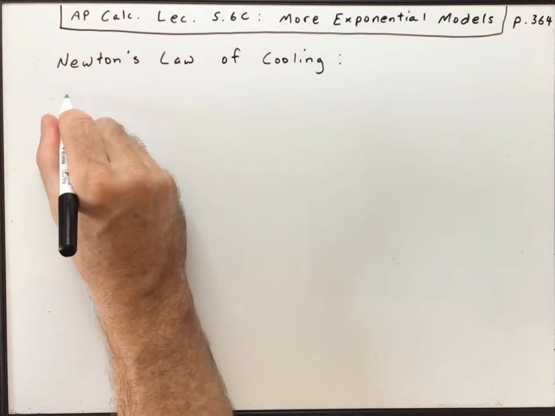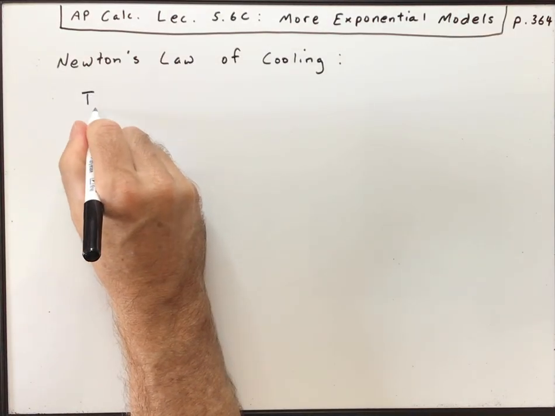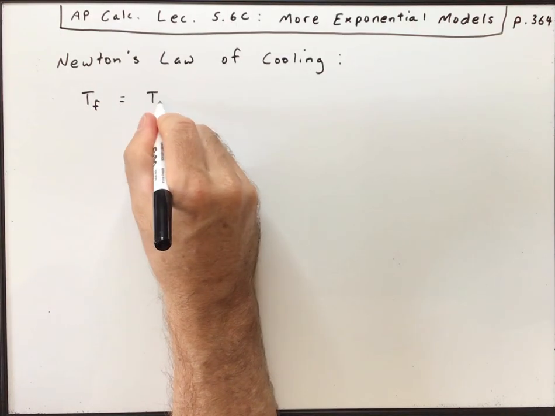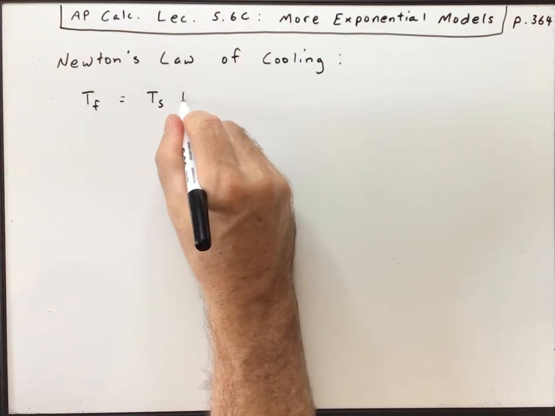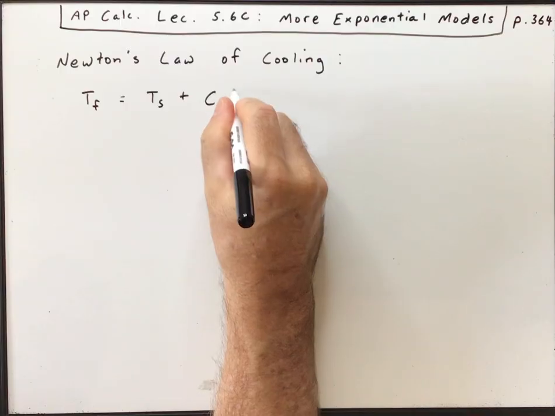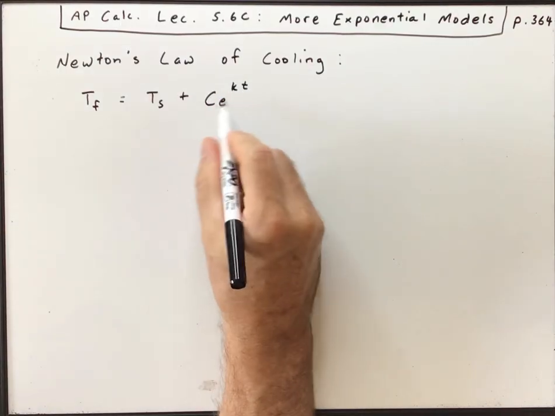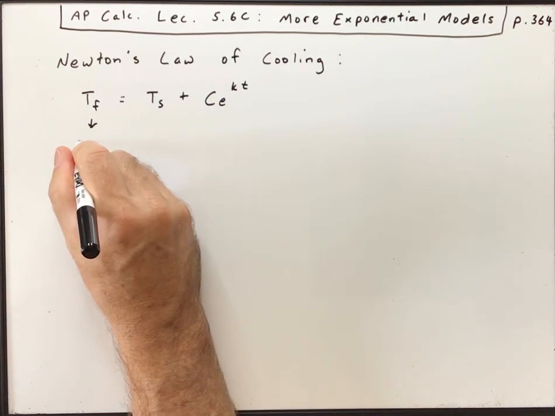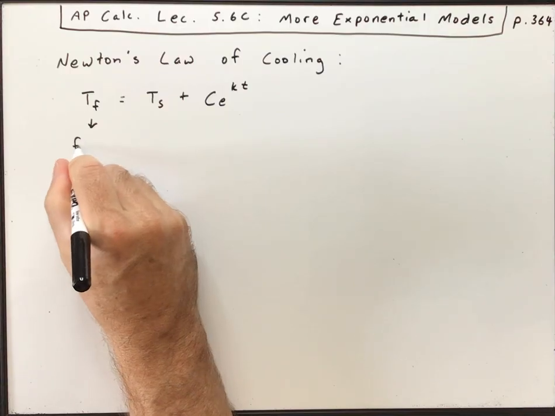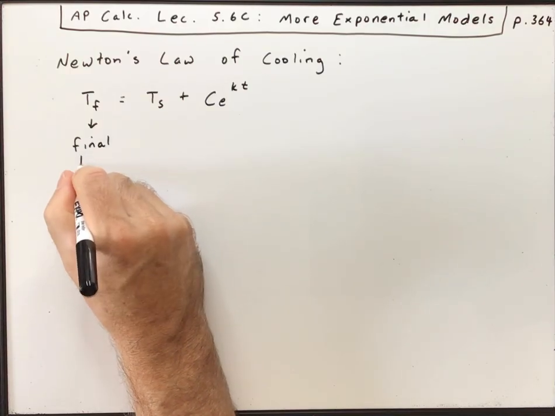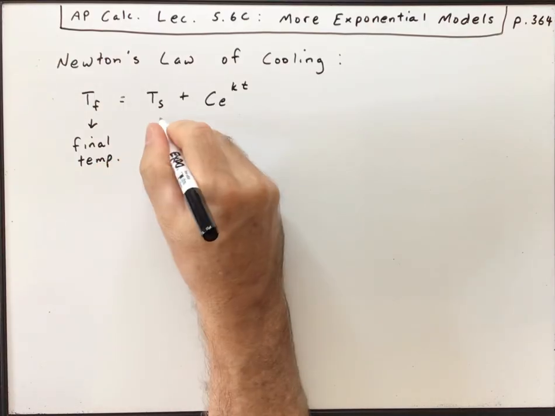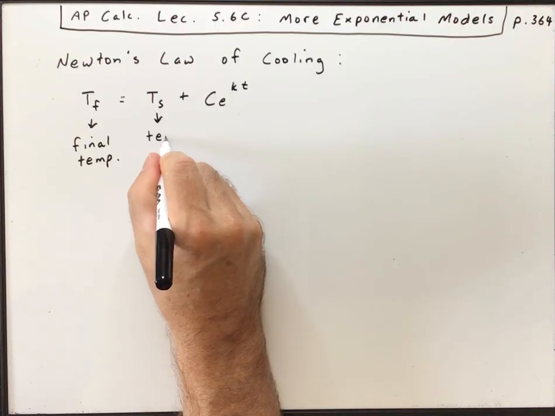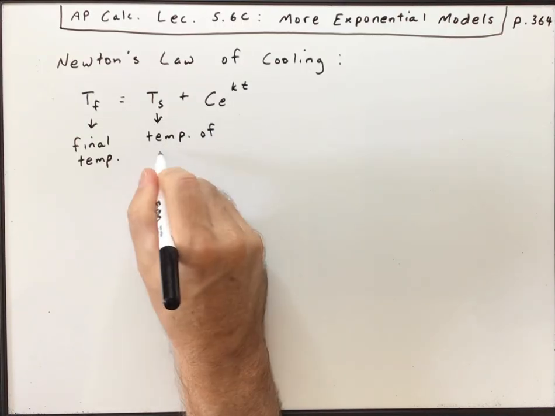So you do not need to memorize this model. The model of cooling would be given to you on the test. But T sub F is equal to T sub S plus C e to the kt. So here you have that C e to the kt showing up. So T sub F would be the final temperature, T sub S is the temperature of the surroundings.